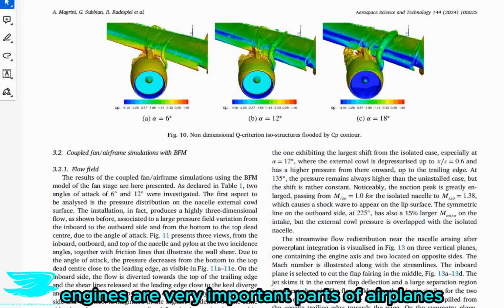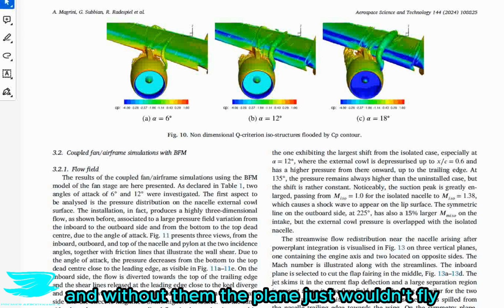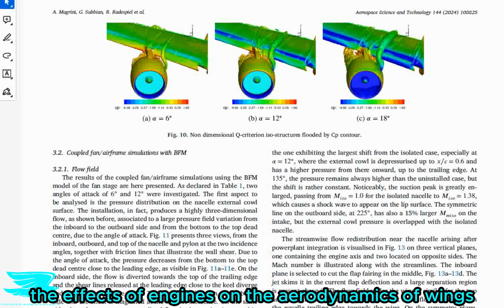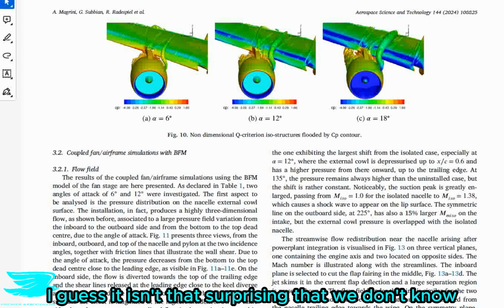As we know, engines are very important parts of airplanes. That is where we get the thrust from, and without them, the plane just wouldn't fly. But would you believe that we still don't really understand the effects of engines on the aerodynamics of wings and airplanes?